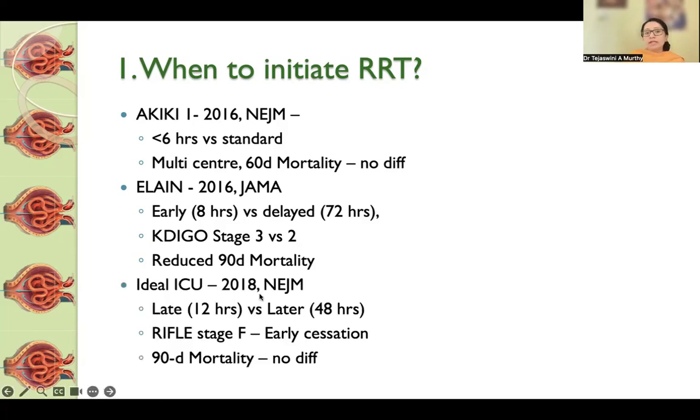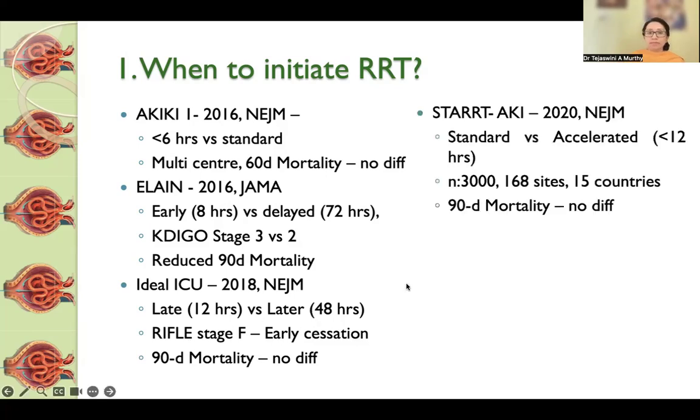Then came the IDEAL-ICU trial in the year 2018 in NEJM, because there was a slight trend towards improved mortality. In the IDEAL-ICU trial, they compared early, waiting for 12 hours, versus delayed, which is 48 hours, and they included RIFLE stage failure. The trial had to be ceased early because they did not find any difference in mortality and there was some inclination towards harm. So they decided to cease the trial early.